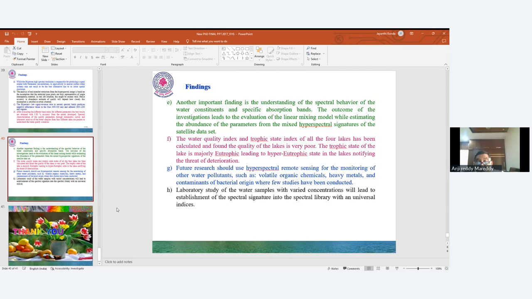So these are some of the very important points, and any attempt can be made to continue this type of research. Remember, the research should always concentrate on the establishment of the spectral signature, the hyperspectral signature library. If you establish that library for the future research, definitely this type of research will be useful for any environmental related applications.